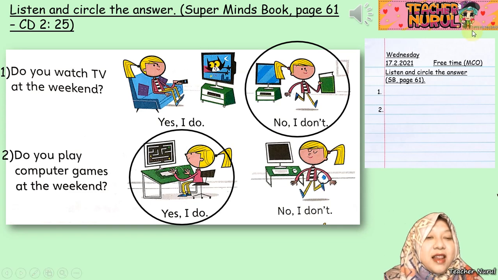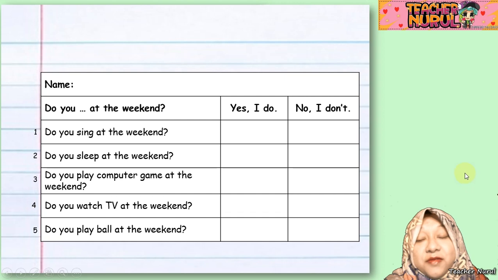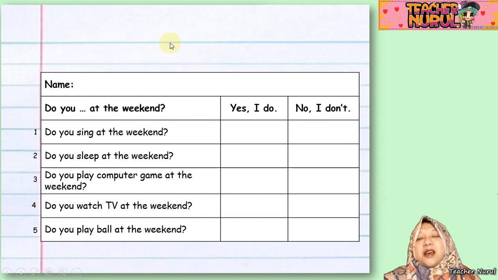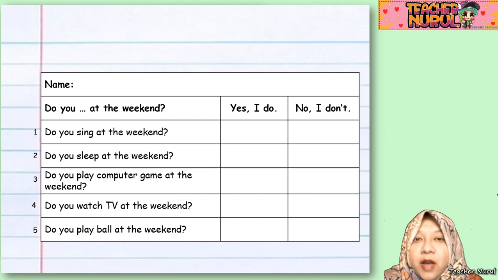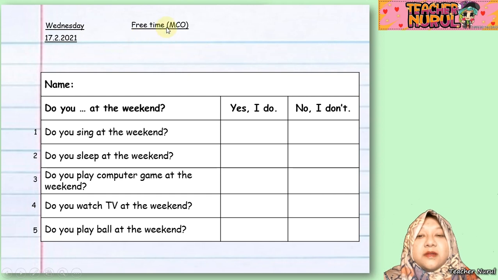Okay, now let's go to our next exercise of the day. This is where you're going to do some interview session with your family members or your friends. Again, write down the day and the date and also the title for today. Okay, you write down ask and tick. So you're going to tick like this.